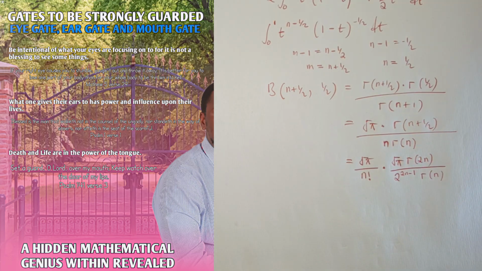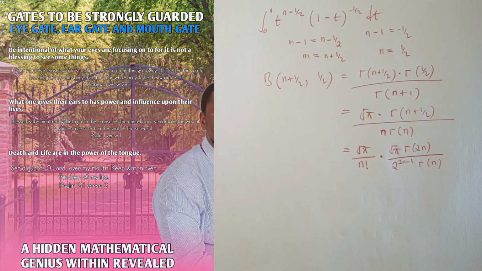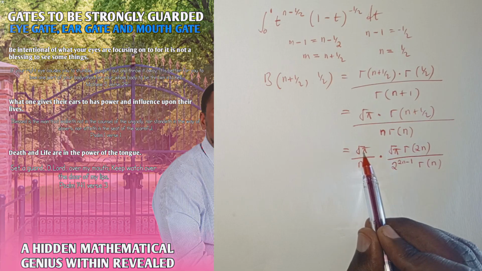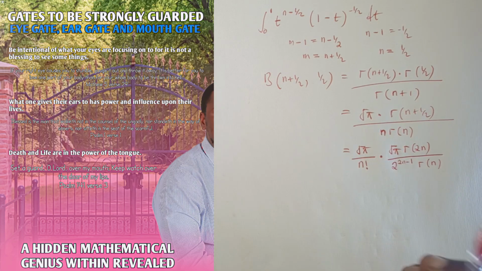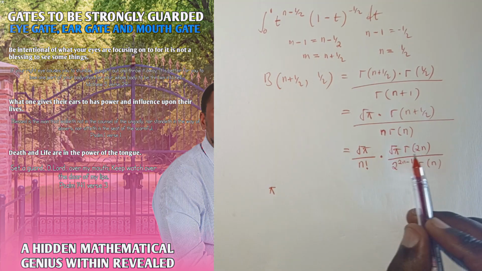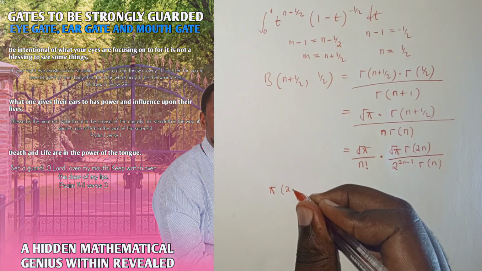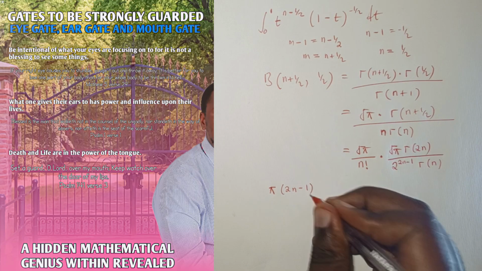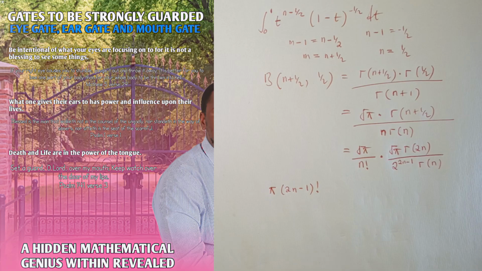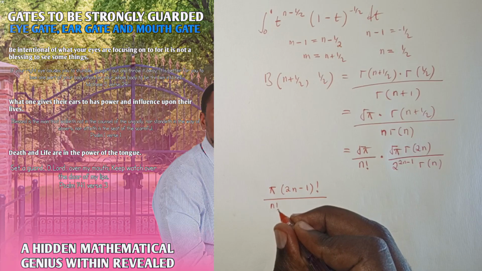We can write this in terms of factorials. First, square root of pi multiplied by square root of pi gives just pi, since the square roots cancel out. Then gamma of 2n in factorial, you subtract a 1, so you get 2n minus 1 factorial, over n factorial.